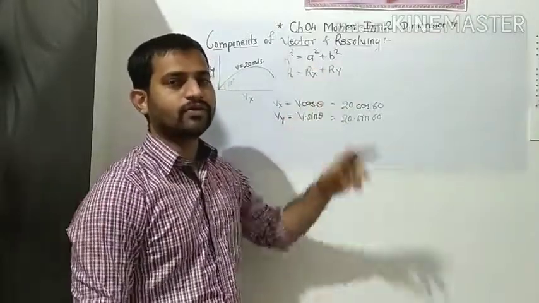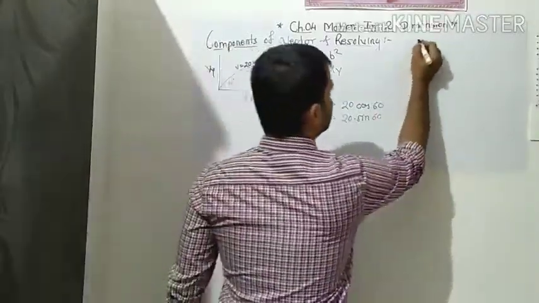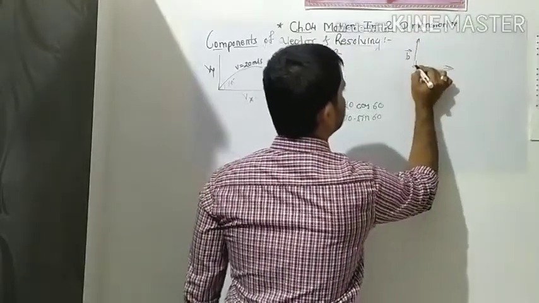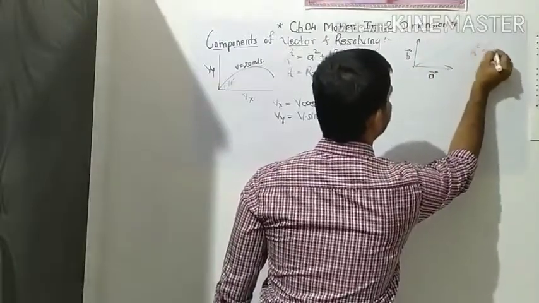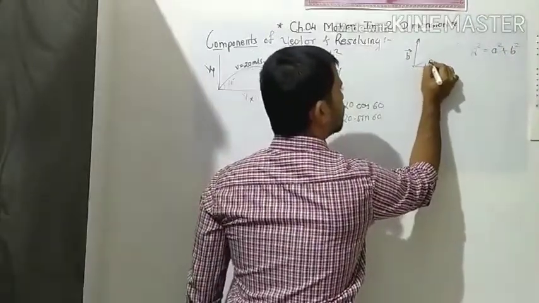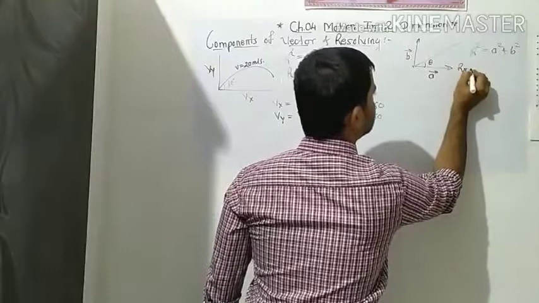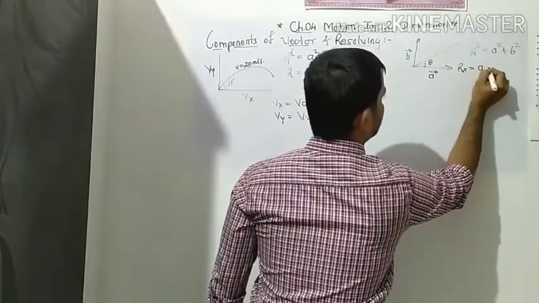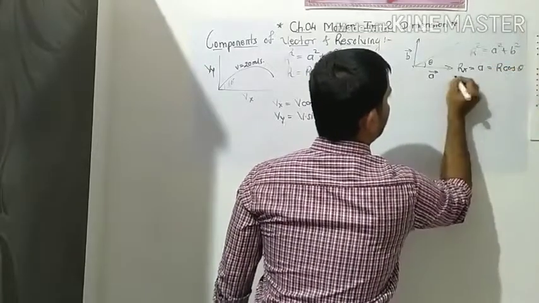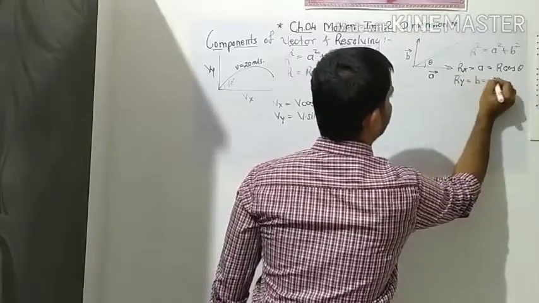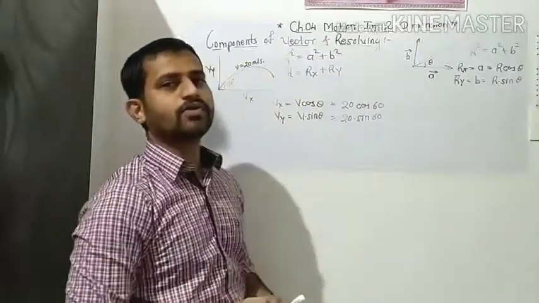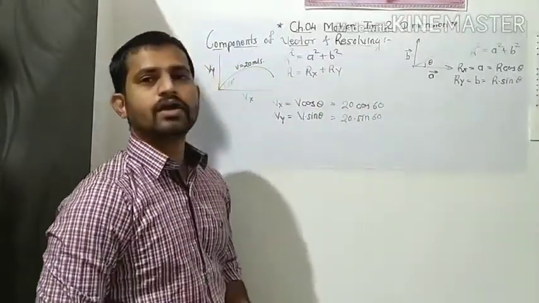Okay, if we have the vector A along the x direction and B along the y direction, then its resultant is found by R squared is equal to A squared plus B squared. And if we know this angle theta, then we can find Rx, which is equal to A, is equal to R cos of theta, and Ry, which is equal to B, is equal to R sin of theta.